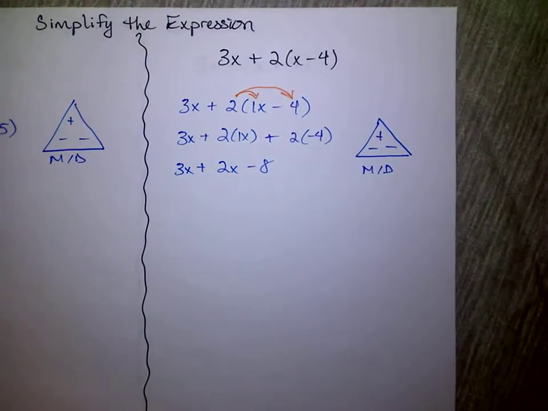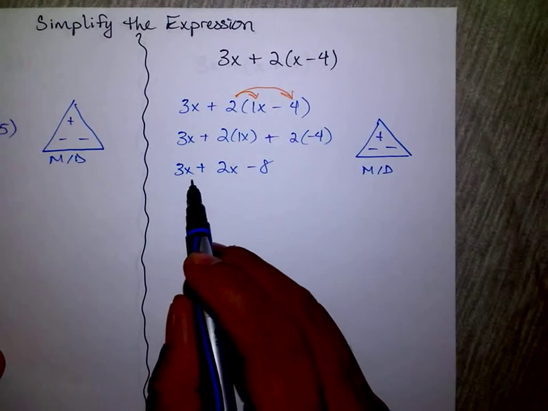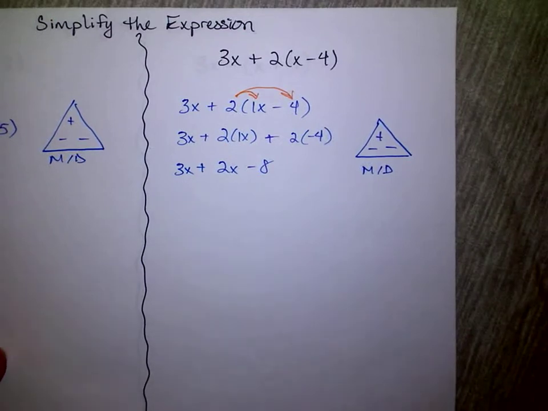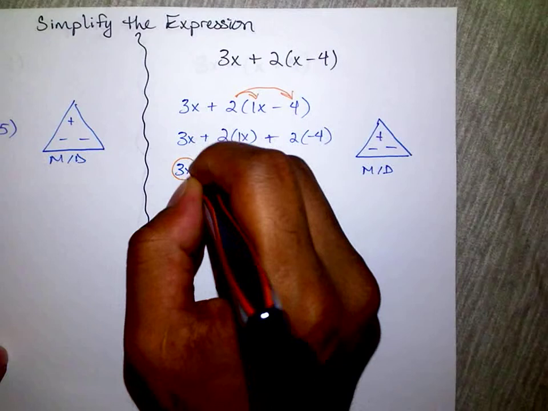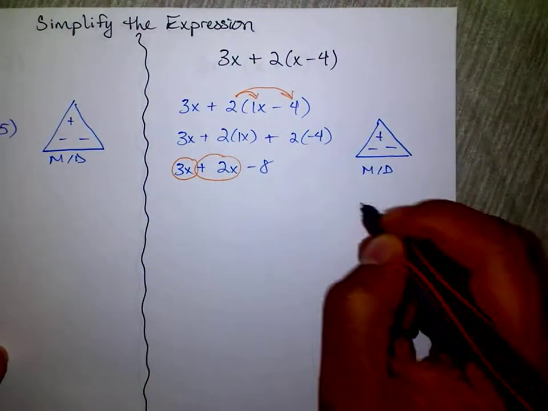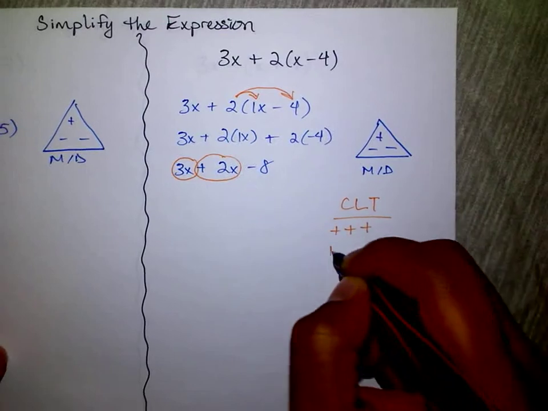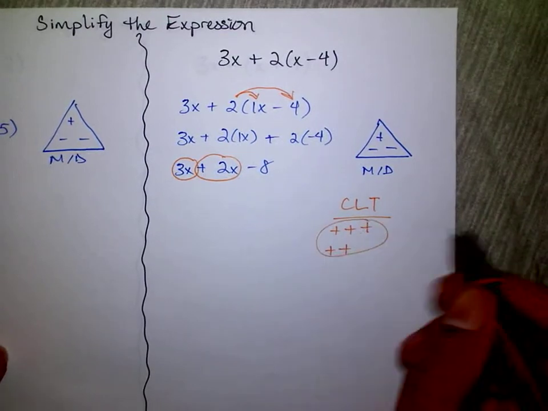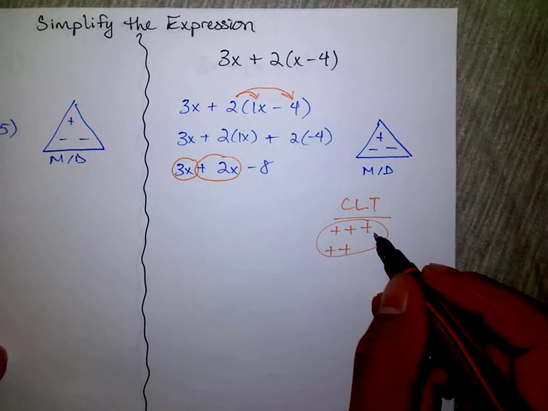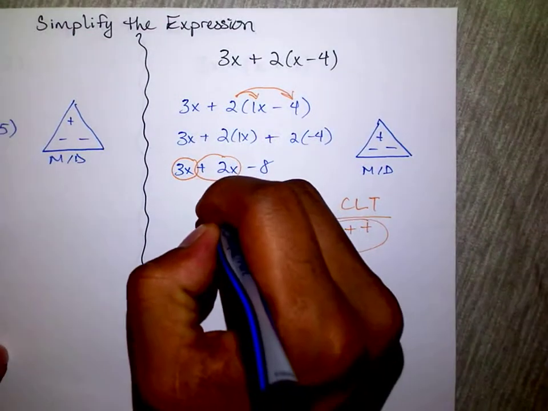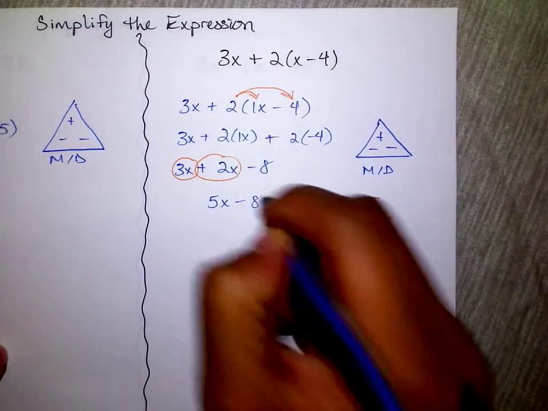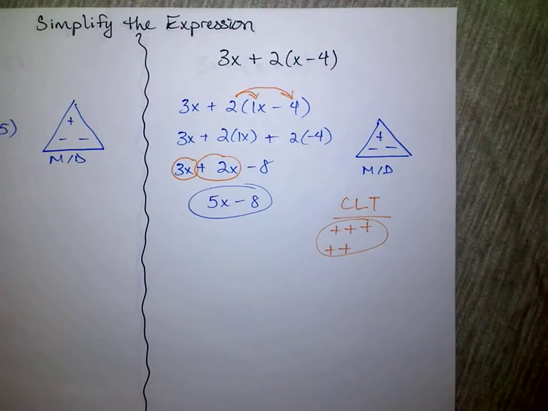Now I have some like terms right here, 3x and positive 2x. This is where we want to combine our like terms. Positive 3, positive 2, they're all alike. I have no zero pairs, so that's going to be positive 5, positive 5x, and negative 8. Final answer.